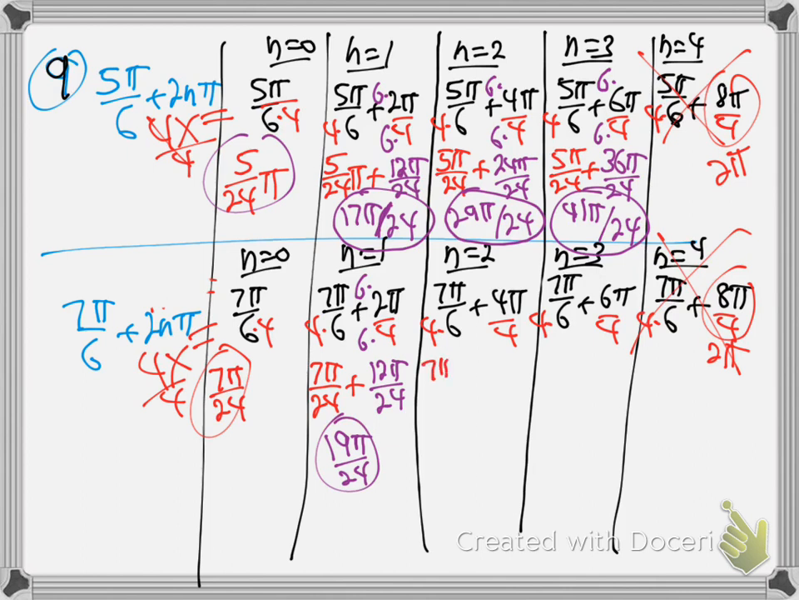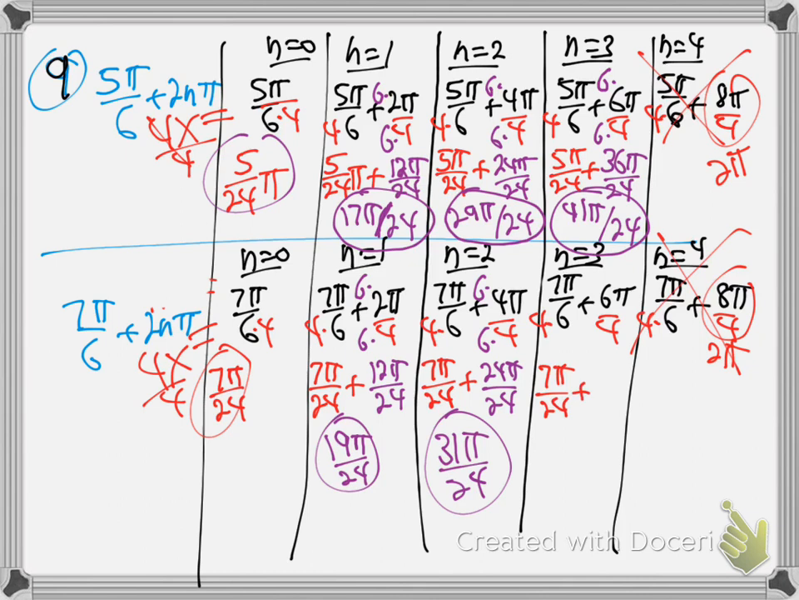Next one. 7 pi over 24, and multiply by 6. 24 pi over 24. Add those up. 31 pi over 24. One more. And this is, again, 7 pi over 24 plus, multiply top and bottom by 6. And 36 pi over 24, add them up. 43 pi over 24.